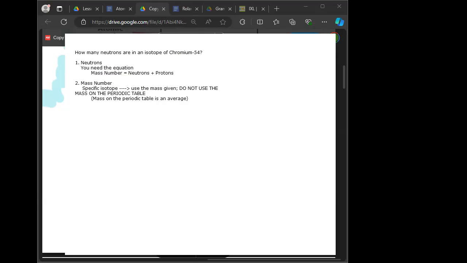Okay, now, if no specific isotope is given to you, then go ahead and use the mass on the periodic table. Because in that case, you don't have a choice. They're not giving you a mass, so you have to use the mass on the periodic table then.